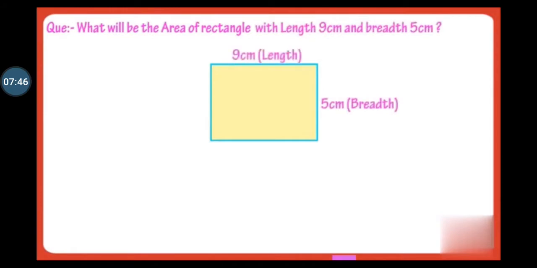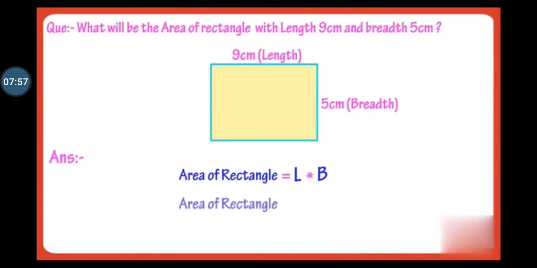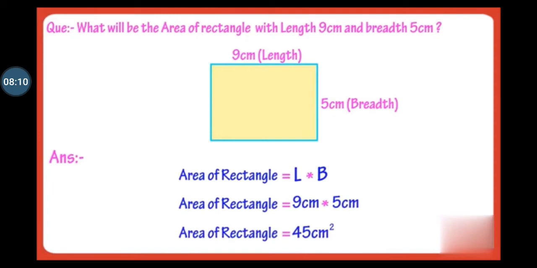Here we have one more example. We have a rectangle whose length is 9 centimeter and breadth is 5 centimeter. To find out the area, we have to multiply length and breadth. 9 centimeter multiplied by 5 centimeter is equal to 45 squared centimeter. My dear students, I hope you understood about the calculation of area and perimeter.